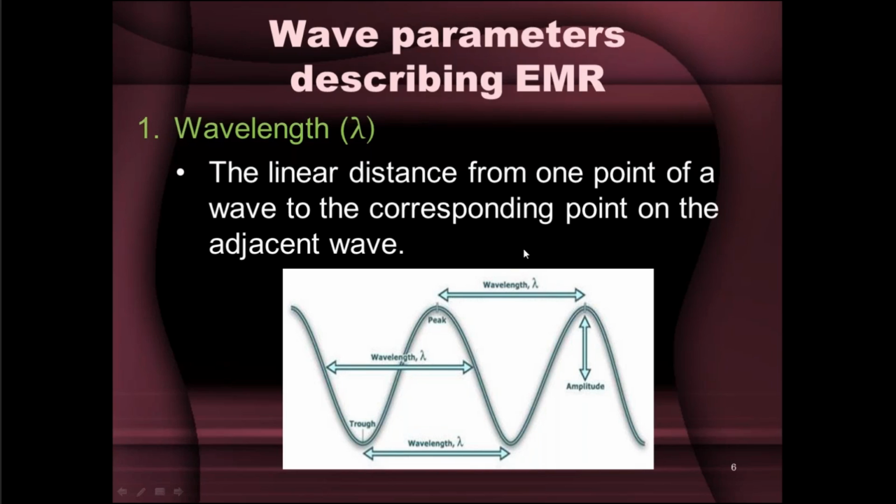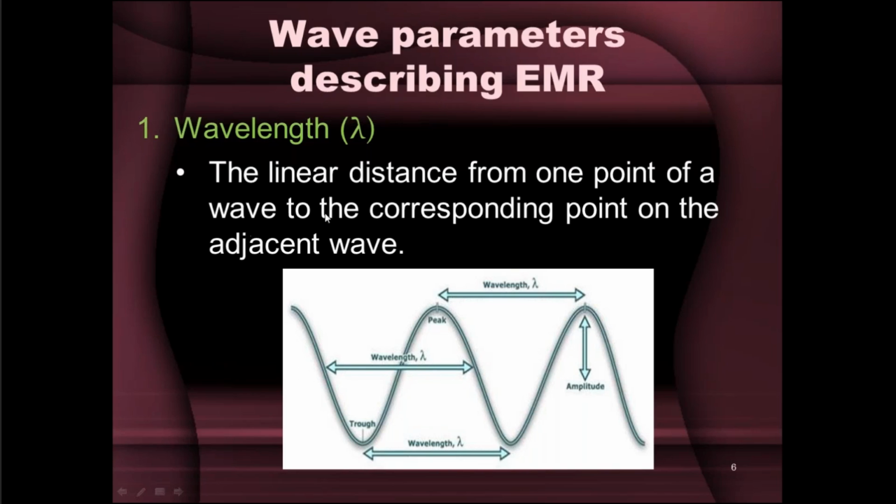Now, one point of a wave to the corresponding point on the adjacent wave. So here it is a peak, so to the next peak. You don't go from this to here. This is not a corresponding point for this. Peak to peak, trough to trough. And anywhere you start here, it will be a straight line, and this is the corresponding point. Similarly, from here to here.